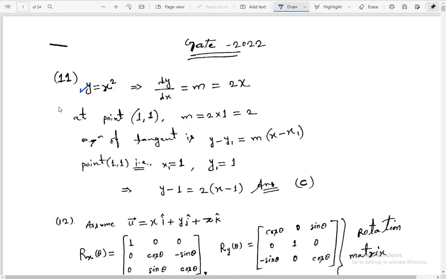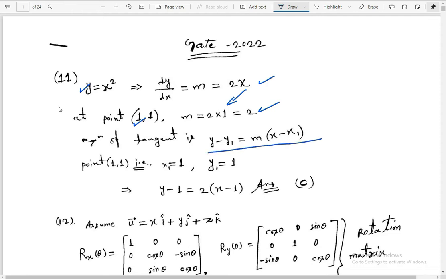So the question number 11: y equal to x square is given and the slope dy by dx is equal to m, that is the slope is equal to 2x. If we differentiate x square with respect to x, we get 2x, right? So at point 1 comma 1, we put the value x equal to 1, so the slope equals 2, and then the equation of tangent is y minus y1 is equal to m times x minus x1. So this is the equation of tangent.